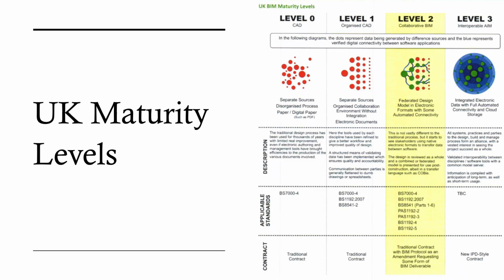Level 3, interoperable AIM, is the future state. All parties, designers, builders, managers, form a digital alliance. Data flows seamlessly across platforms via a common model server. The focus shifts from short-term deliverables to long-term asset management. Contracts evolve into IPD-style agreements, and cloud-based collaboration becomes standard.